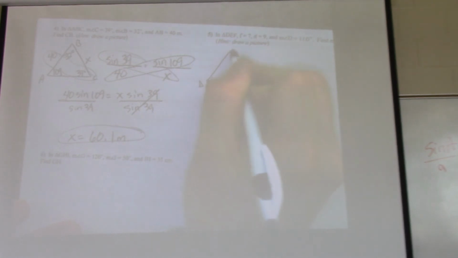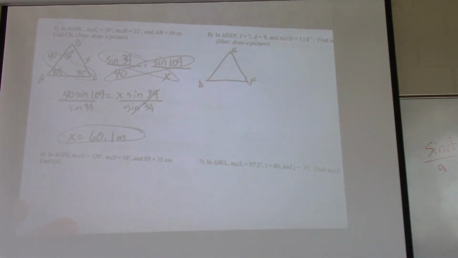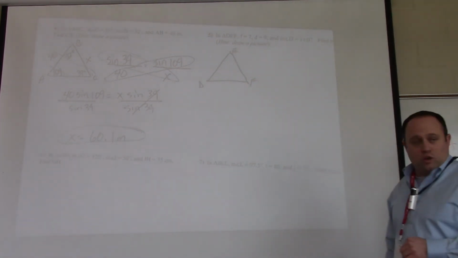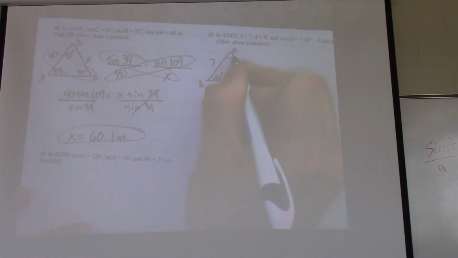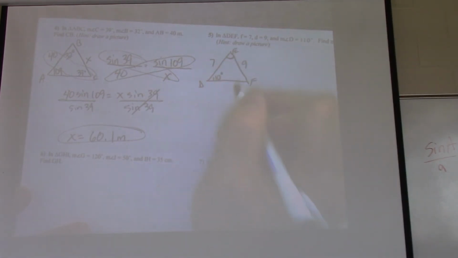Let's draw our triangle again. D, E, F. Again, you can label it however you want, but this is going to make sense for what we're doing. I'm going to label some sides here. Little f is 7. So where do I put 7? Across from big F, that's right? Little f is across from big F. Little d is across from big D. Angle D is 110 degrees. Find angle E. So I want to find big E.